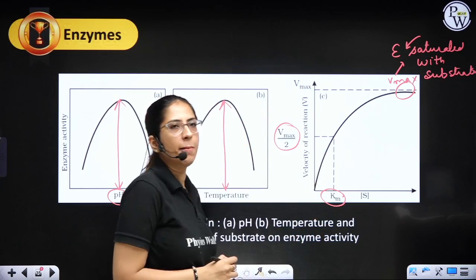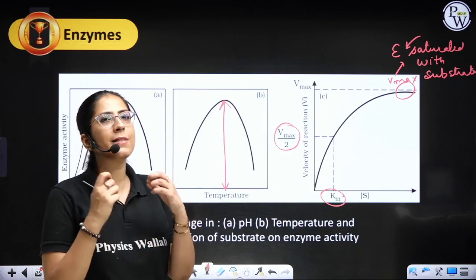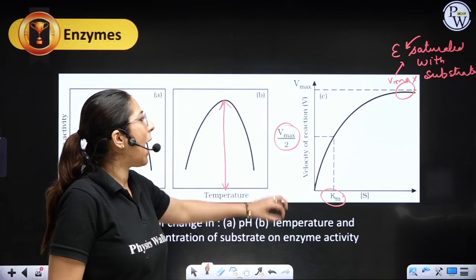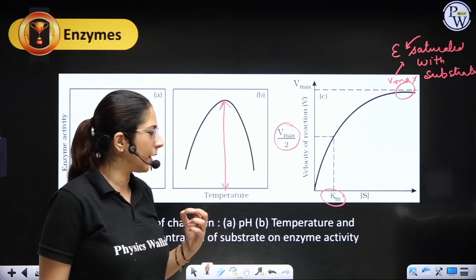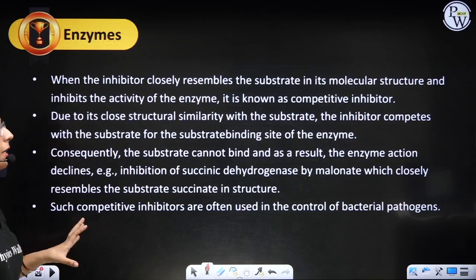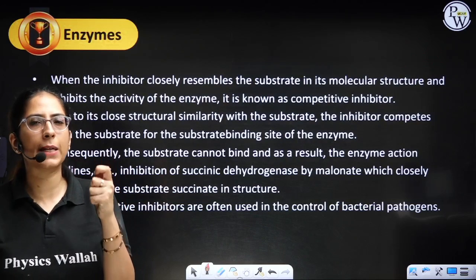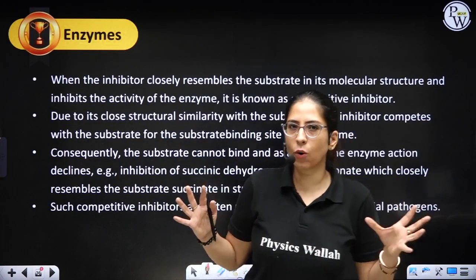Now Km is what? Many times this question is being asked in the examination. What is a Km? Km is that substrate concentration at which the velocity of reaction is half. This is the Km value. Now let's talk about the inhibitor. Now we'll be talking about basically those inhibitors which affect the overall reaction.